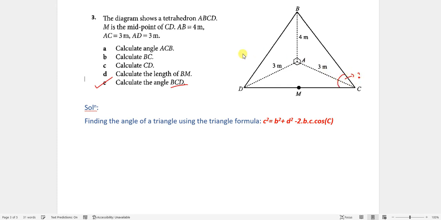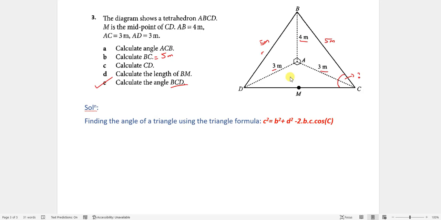Before doing that, let's label it. We knew BC was 5 meter. If BC is 5 meter, you see here is 4, here is 3, here is also the same 4 and 3. So that means they are right angle triangles. So if this is 5, this is automatically going to be 5. If you want, you can also solve using Pythagoras theorem to find this side.